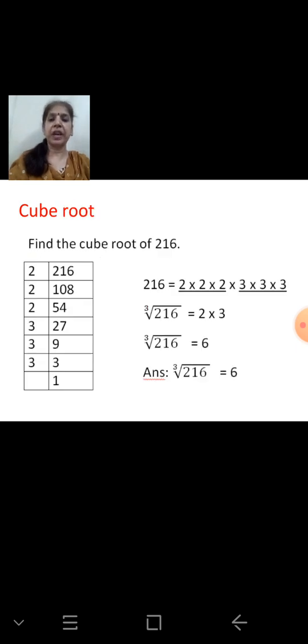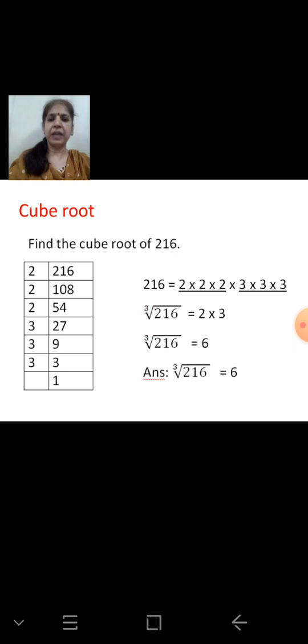Now we will be learning to find the cube root. To find the cube root, first we have to find the factors, that is by the factorization method, as we used to do in square roots. Here is one example. Find the cube root of 216. We can find the factors in vertical form, that is standing, or horizontal form. Children find this way easy, so I have done it like that. Draw one vertical line, write 216 and 2.